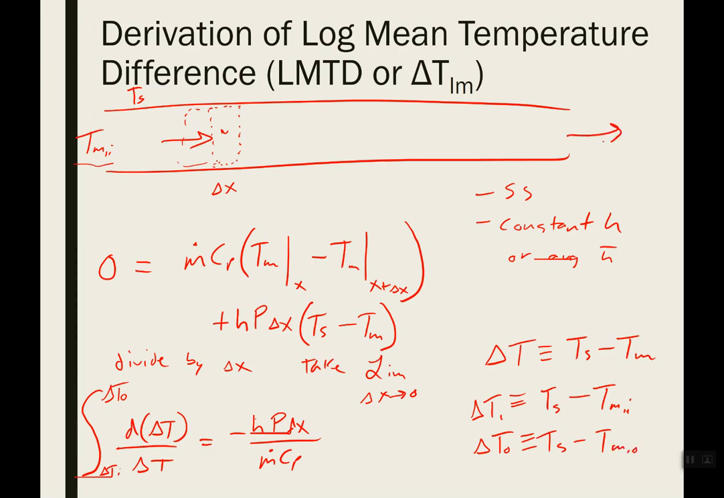So at the end of this pipe is where we would measure Tmo. How would we actually go about getting that outlet temperature? It's not 0. How do we know what temperature our fluid is going to come out of here?